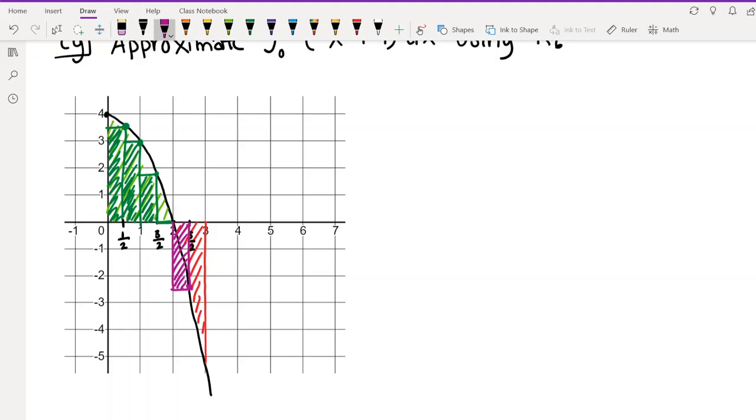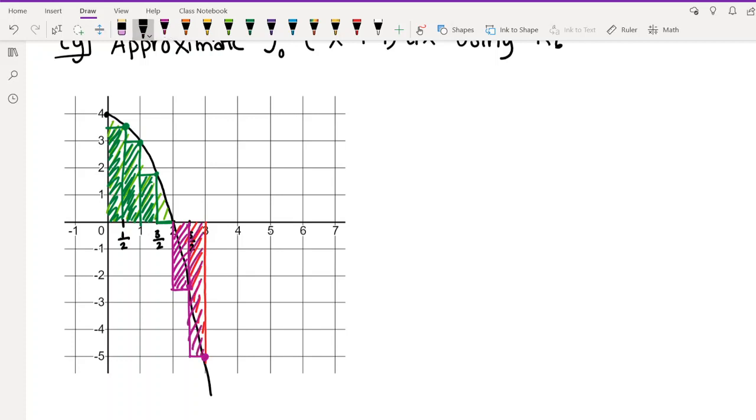And if you notice in the first part, the rectangles are all a little too small. In the second part, the rectangles are a little too big. And that's just kind of how it works out. And then the last rectangle, we're using, again, the right endpoint. So we go down to the output at 3. So that's here. And so we get this rectangle here.